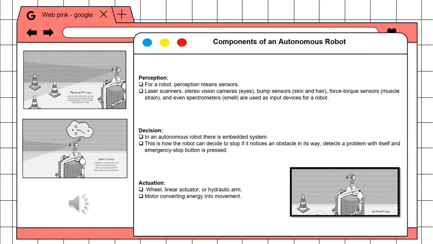The second one is decision. For humans, our brain makes most of the decisions, or in some cases we use our gut. But I think mostly girls use this, because we girls have a sixth sense, right? Our sixth sense is always true.